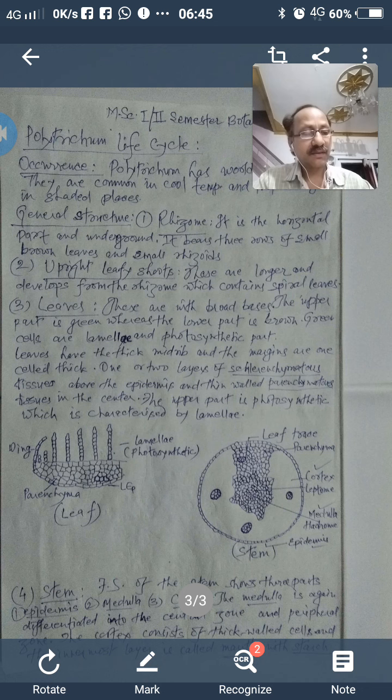The upper part is photosynthetic. You see the lamellae and the gaps, which is characterized by lamellae.